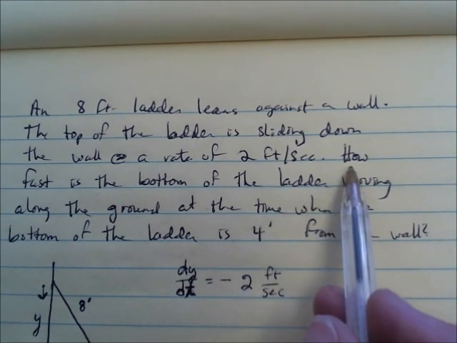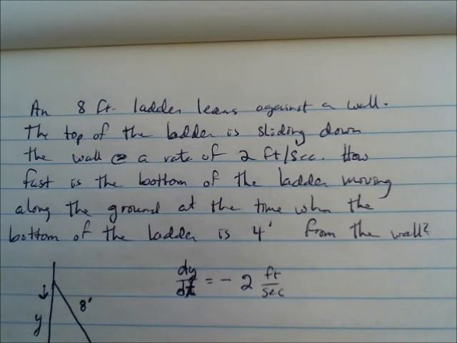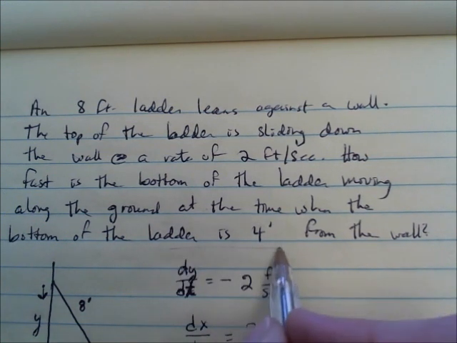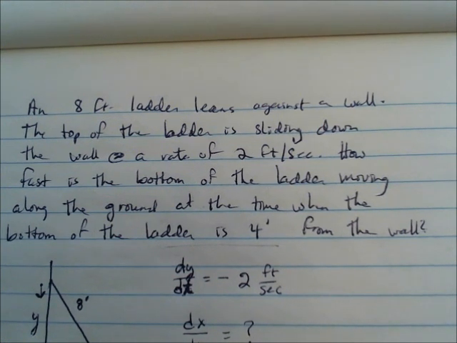They want to know how fast the bottom of the ladder is moving along the ground. So they want to know this speed here. Well, the x value is actually increasing, so they want to know what dx/dt is. We don't know what that is. That's what we're trying to find out here. And it's at the point in time when the ladder is 4 feet from the wall. So at the point in time where x is equal to 4, we want to know what dx/dt is.